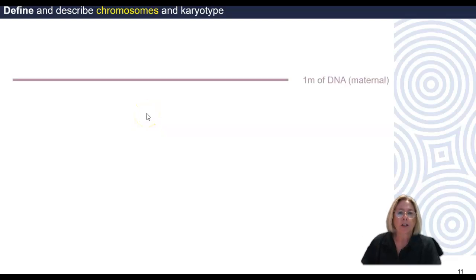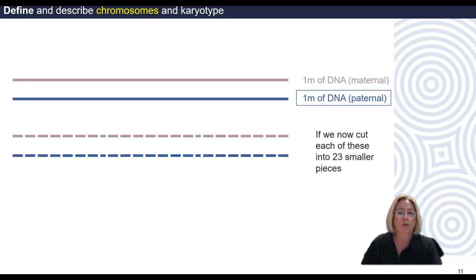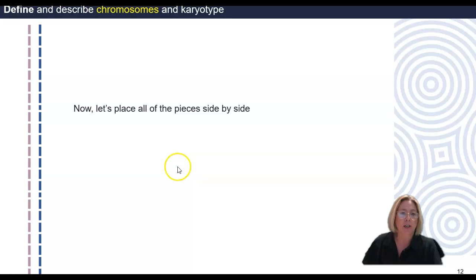Now, for those of you that have never done any of this before, let's just go back a step, right? So we talked about DNA. We have inside cells 1 meter of DNA that's from the mother's side and 1 meter of DNA, or paternal DNA, from the father's side. Now, if we then just decide we're going to cut each of these into 23 smaller pieces, you get something like this, okay?